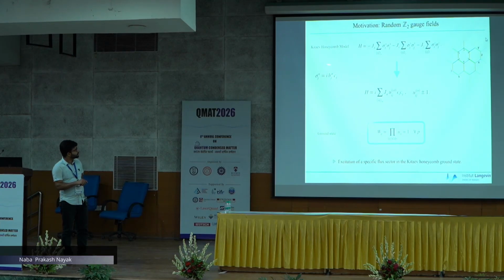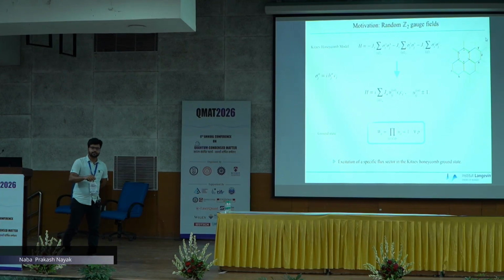And in the Majorana representation, if you look at the Hamiltonian, it's actually a free fermionic Hamiltonian with couplings u_ij, which take these Z2 values. Now, if you look at the ground state of this Hamiltonian, it corresponds to a case in which the product of all these gauge fields in all these plaquettes becomes 1. Okay. So that is your ground sector.